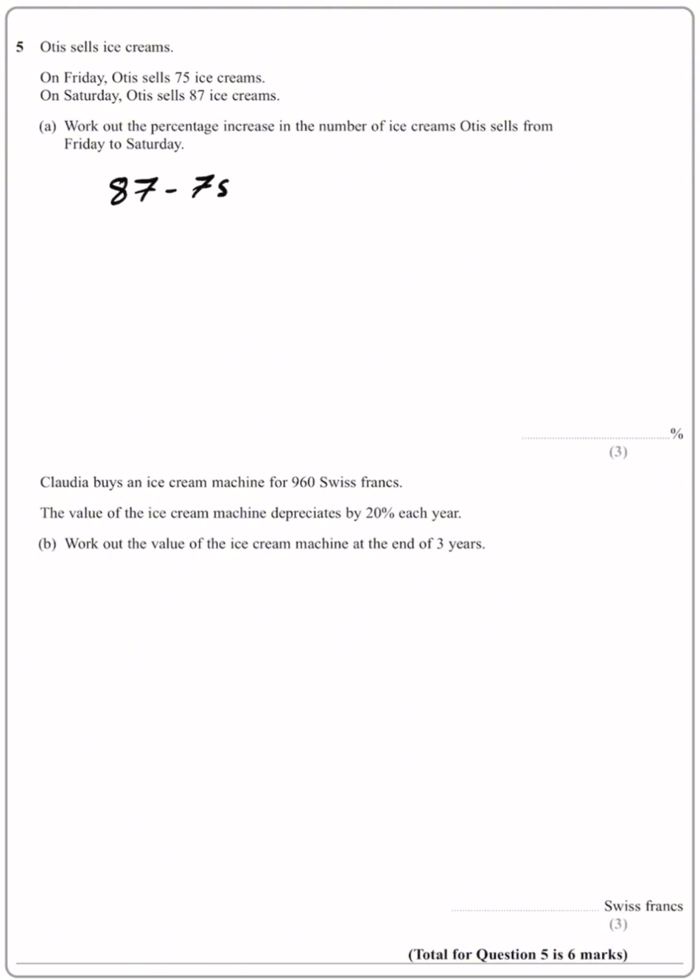Question number 5, finding a percentage increase. So take the new amount, subtract the original amount, divide by the original amount, times by 100. 87 minus 75 over 75 times by 100 gives us 16%.